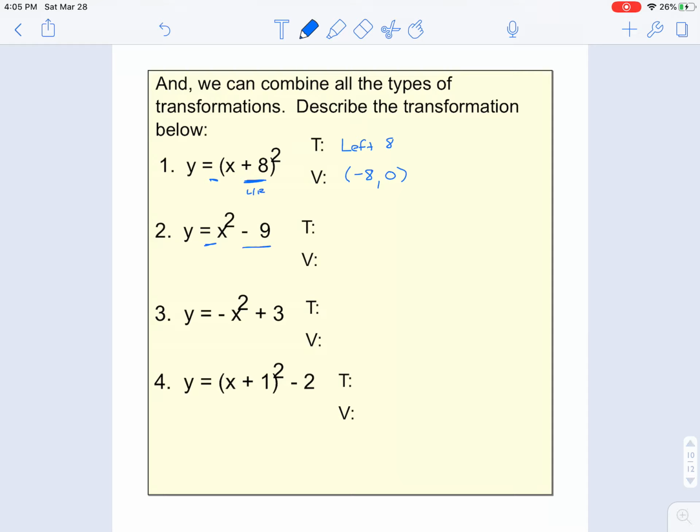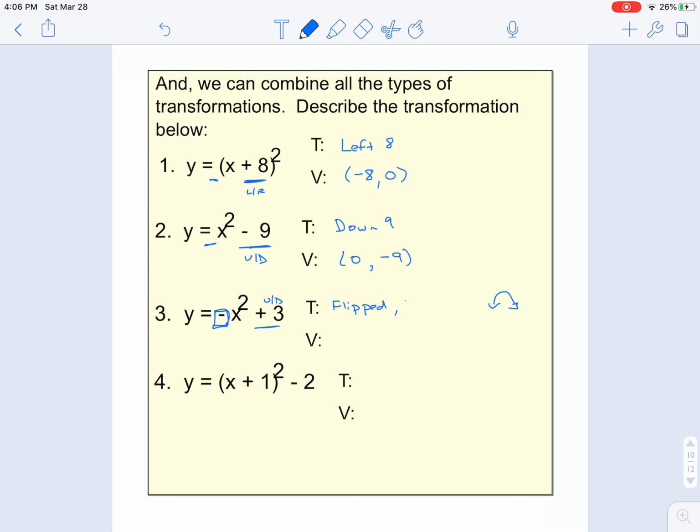All right, again, nothing in front, so I don't need to worry about a flip or getting wider or narrower. I've got a number. It's outside, so this is my up-down number. Negative, so that means, just like I would think, down 9. I didn't move left or right, so my x is 0. I did move down, so my y is -9 for my vertex. Okay, I've got a negative out here. Negative, all that means is that I flipped this thing over. So this is flipped. It normally faces up. This one's facing down.